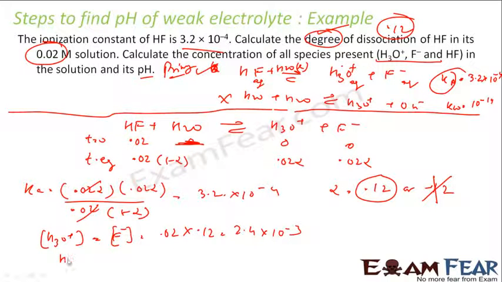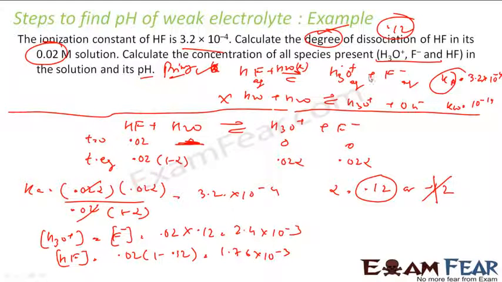Concentration of HF will be what? 0.02 into 1 minus alpha, 1 minus alpha, that is 0.12. So you solve this, you get 1.76 into 10 to the power minus 3. This part is also done. Now you need to find the pH.